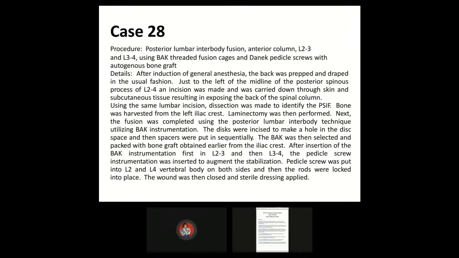So there are two distinct procedures that took place today. First, there was a fusion of the lumbar vertebral area. And then there was an excision of the pelvic bone on the left side. That's the autogenous bone graft.